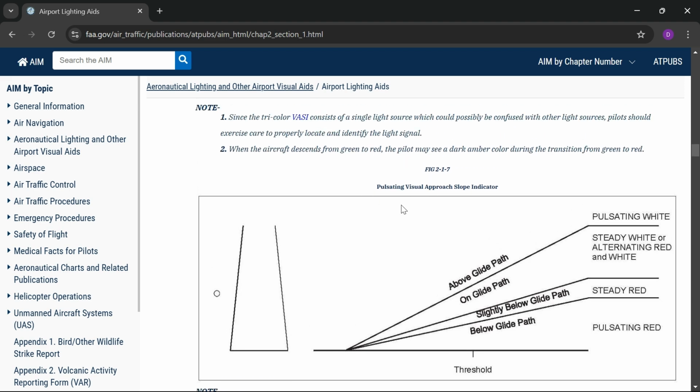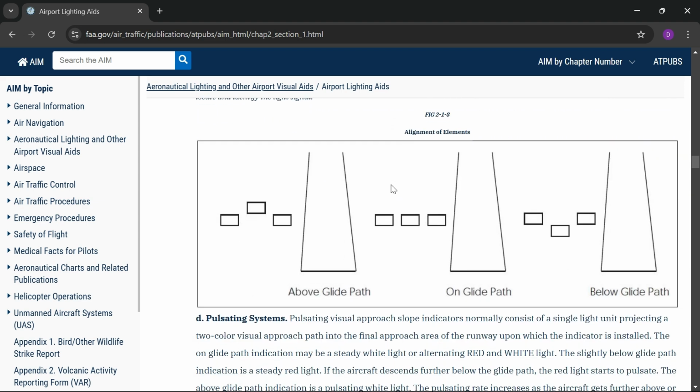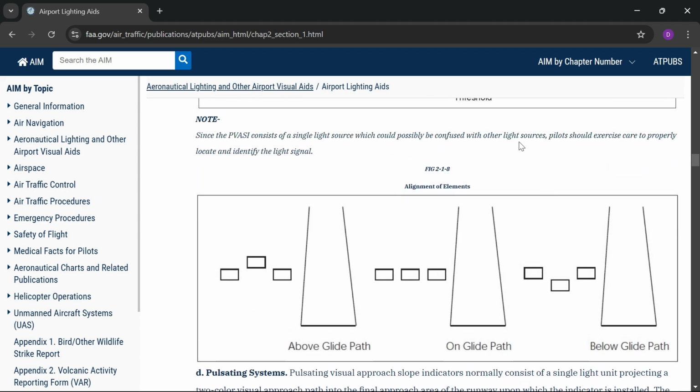So now we have what's called a pulsating visual approach slope indicator. So below the glide path, the light will pulsate red. If you're slightly below the glide path, it'll be a steady red. If you're on the glide path, it will either be steady white or alternating red and white. If you're above the glide path, it'll be pulsating white. So here's an example of alignment of elements.